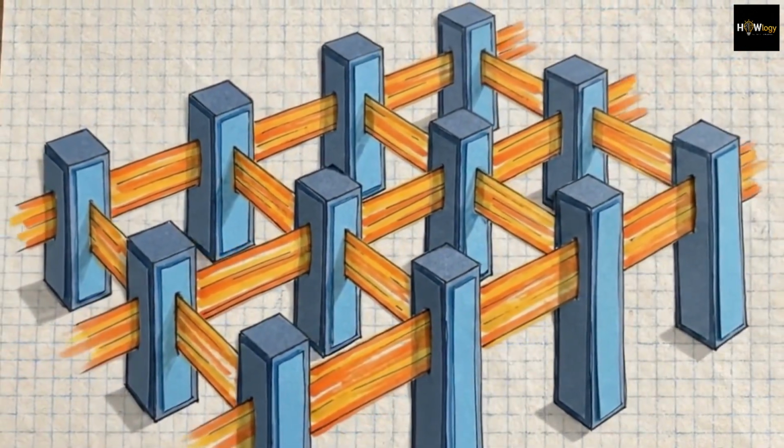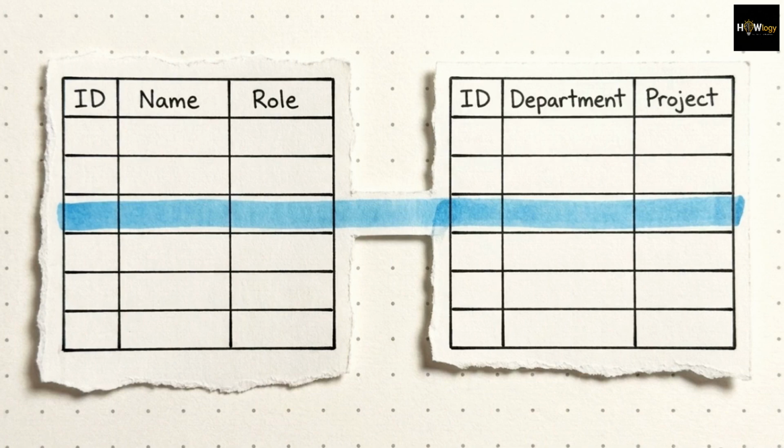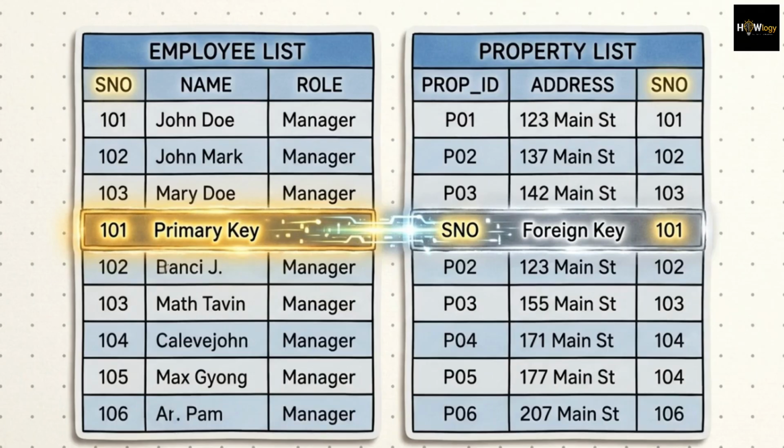real world. Connecting two separate lists of data requires highly specific digital anchor points, so the system knows exactly what belongs where. Architects use primary keys, a unique ID for a single row. They place a reference to that ID in a second table, called a foreign key. In our example, the staff number, or SNO, is the anchor. The employee list SNO locks into the property list SNO.